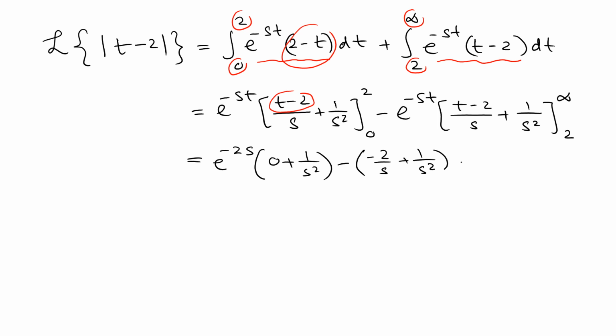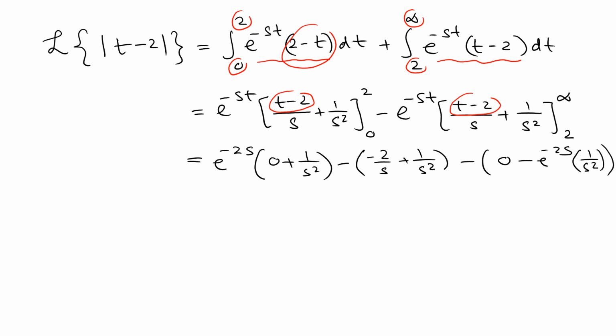For the second integral, when t goes to infinity, you get 0 for the whole expression, and then you can see minus. When you plug in 2, the t minus 2 goes to 0 as before, so you don't get anything from that. But from the second term, you're going to get e to the minus 2s divided by s squared, so times 1 over s squared. So that's what you get from the second term.